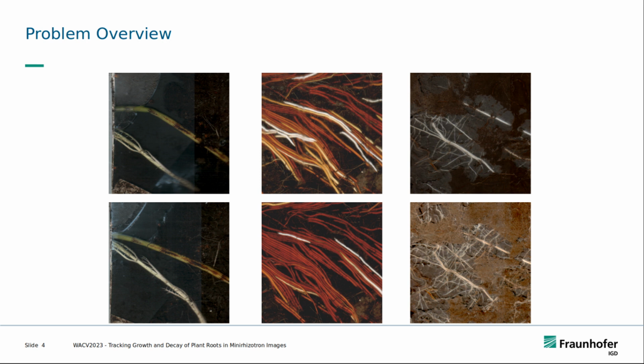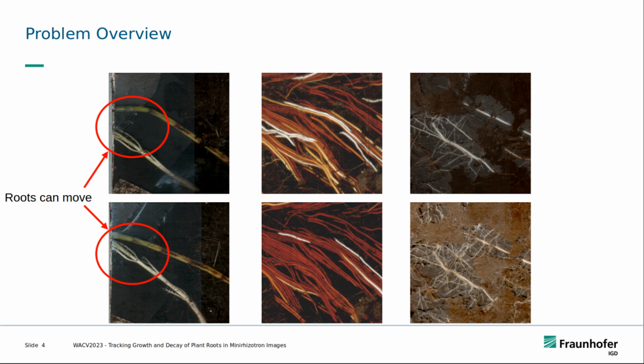This problem is not simply about overlaying two images, because roots as well as soil can move. Instead, one has to find offset vectors for every single root in both images. Additional difficulties are that roots can change their appearance, and soil can also change visibly, for example due to the moisture content.